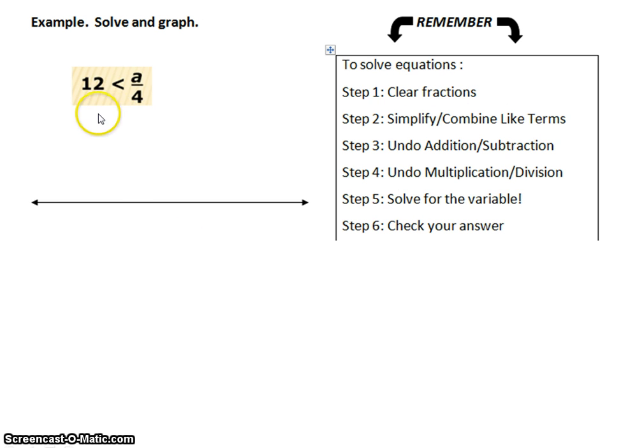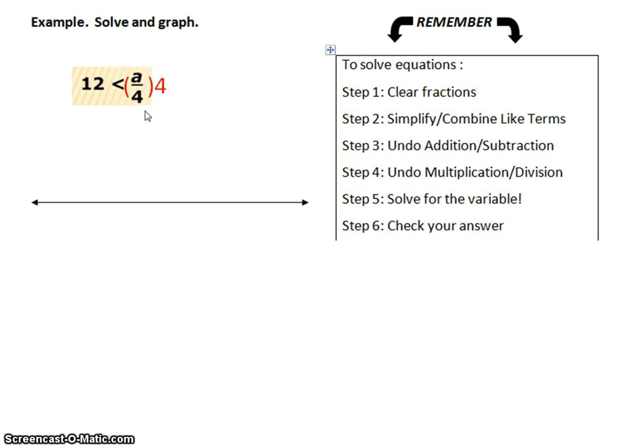In the first example, we have 12 is less than a over 4. Now remember, when we solve equations, we want to clear fractions, simplify and combine like terms, undo addition and subtraction, then multiplication and division, then solve for our variable. If we take a look on the right-hand side of this equation, I have a divided by 4, so I want to clear this fraction.